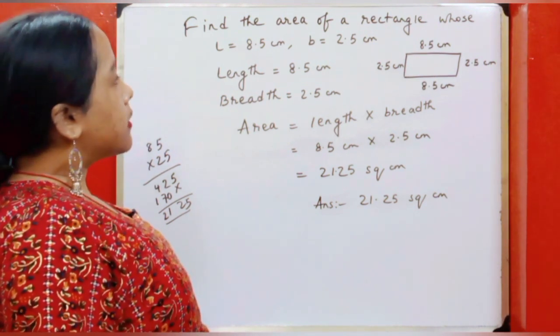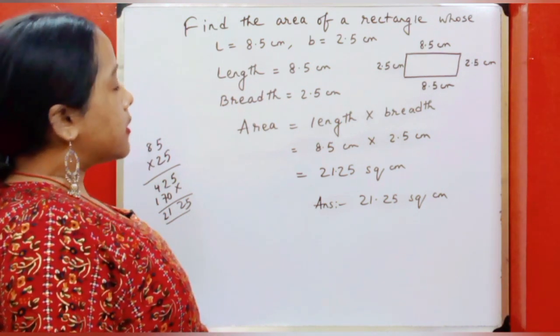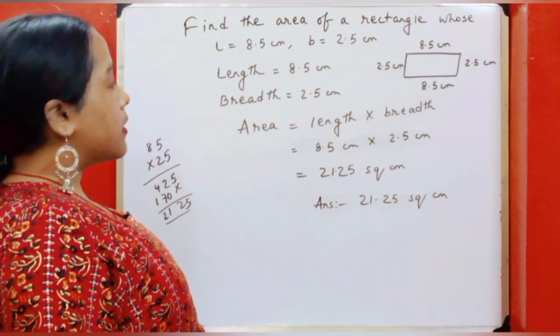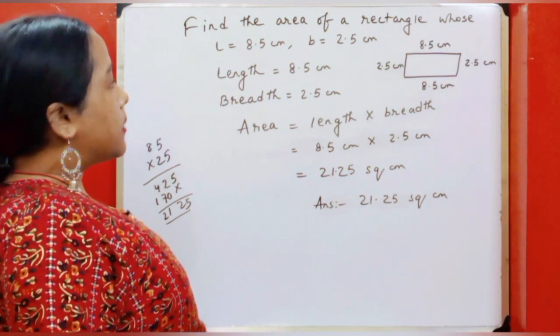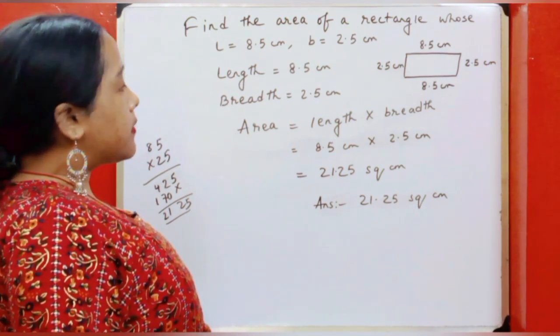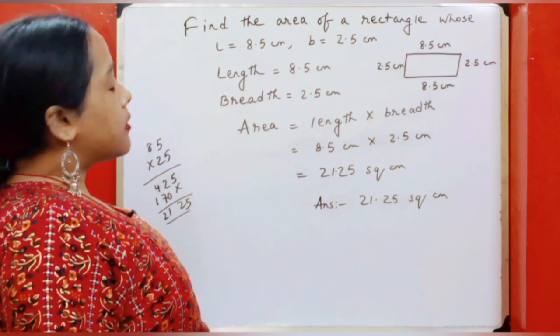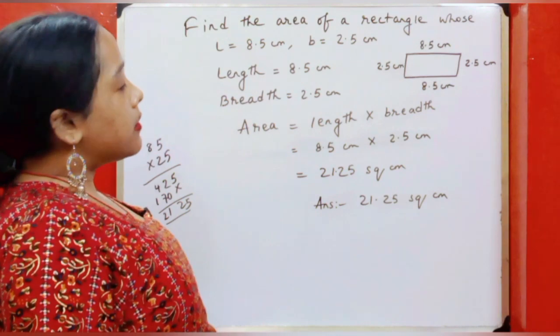Find the area of a rectangle whose length is 8.5 centimeter, breadth 2.5 centimeter. Length 8.5 centimeter, breadth 2.5 centimeter. Area is equal to length multiplied by breadth, is equal to 8.5 centimeter multiplied by 2.5 centimeter. So it's 21.25 square centimeter. Answer 21.25 square centimeter. Centimeter multiplied by centimeter is square centimeter.